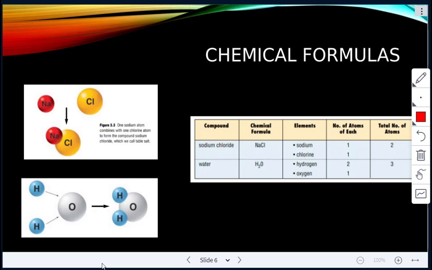So the first example here we have is sodium chloride. Its chemical formula is NaCl. So the elements in sodium chloride, there is sodium and there is chlorine. If you look at the chemical formula, there is 1 atom of sodium and 1 atom of chlorine. There are no subscripts shown here, so you assume that there's 1 of each. The total number of atoms, there are 2. Water is one we've looked at many times. There's 2 hydrogens, there is 1 oxygen. The total number of atoms, there are 3.